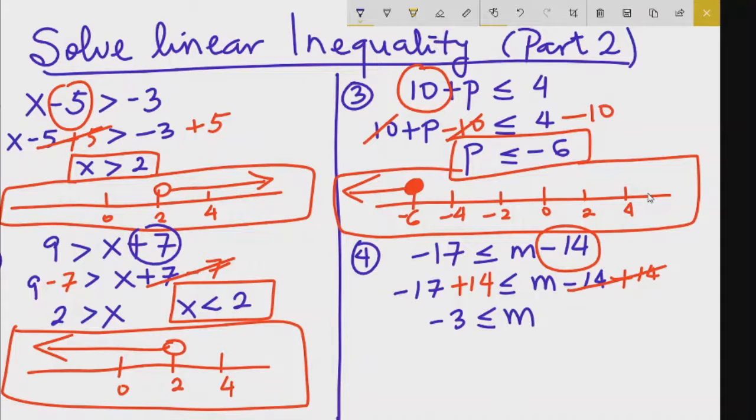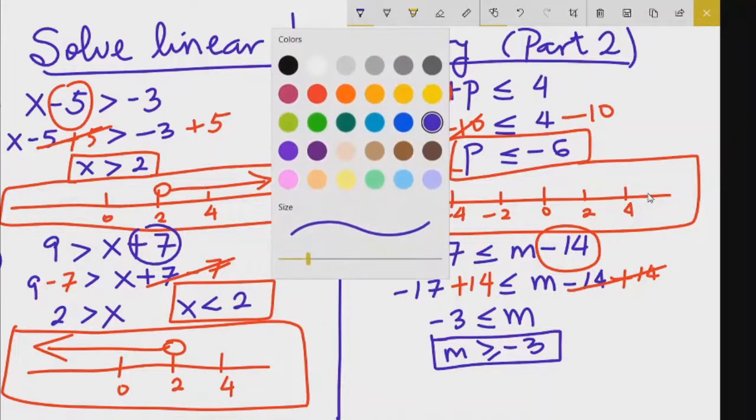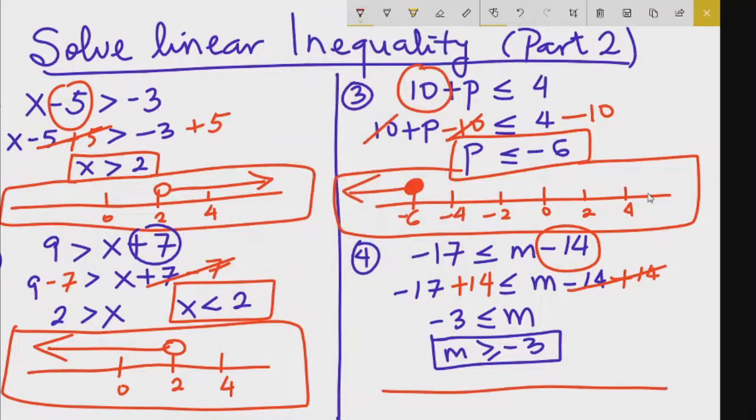We need to rotate this again to be able to find our answer. So the answer will be m is greater than or equals to negative 3. Whenever you have negative 3 less than or equals to a variable, that means the variable is going to be greater than or equals to negative 3. We can also plot this on a number line. So we can say 0, negative 3, negative 6, positive 3, 6. For negative 3, it's going to be a closed circle and it's going to the right.